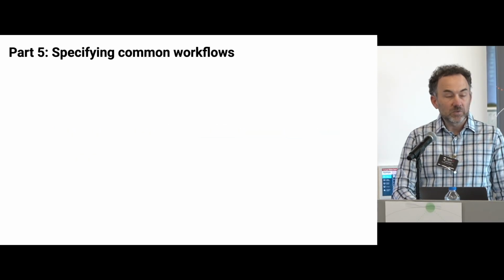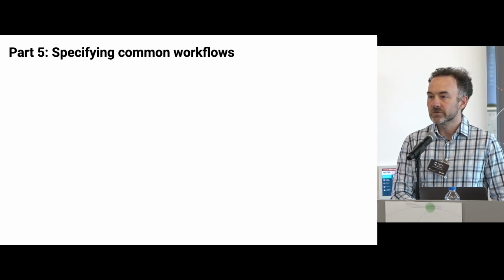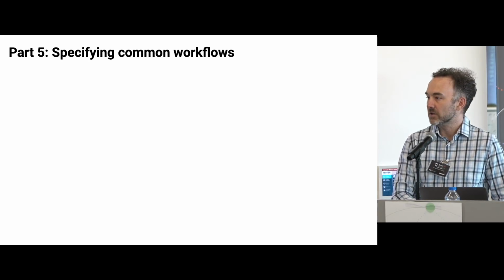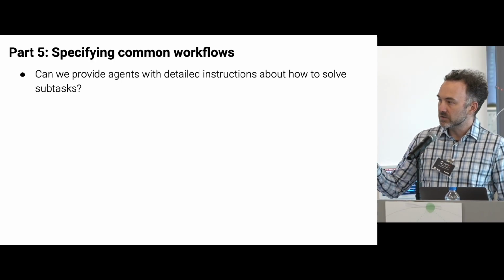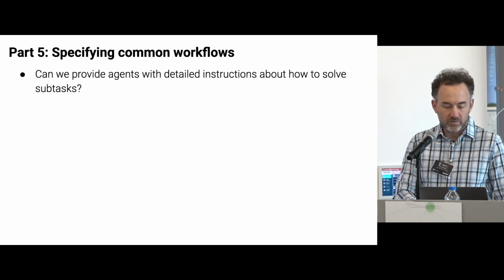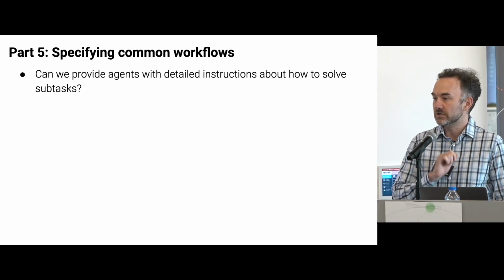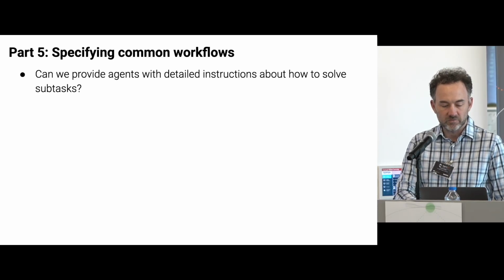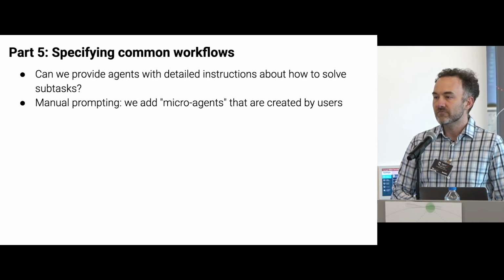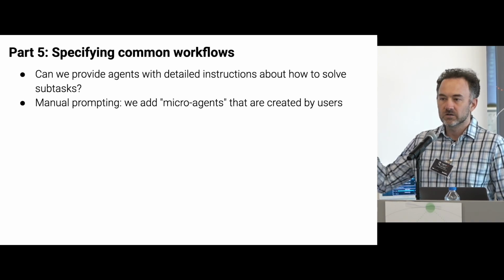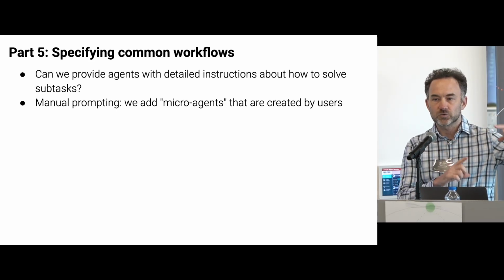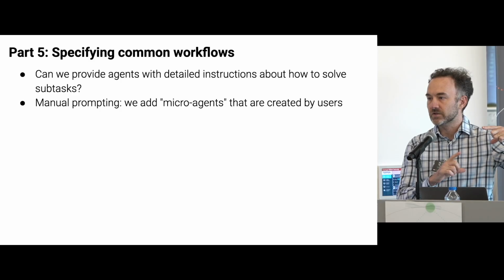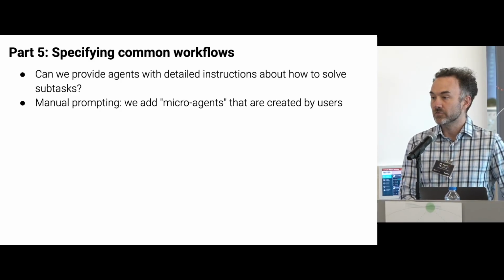Another thing that we've been looking at is specifying common workflows. So software engineers do many, many different things, but a lot of the things are somewhat repetitive. And you can get them right, or you can get them wrong. And one way to make sure that they get them right more often is by providing detailed directions about how to do these subtasks. And we have an idea called micro agents in our toolkit, where basically people can create a short instruction about how to solve a particular subtask that are created by users.